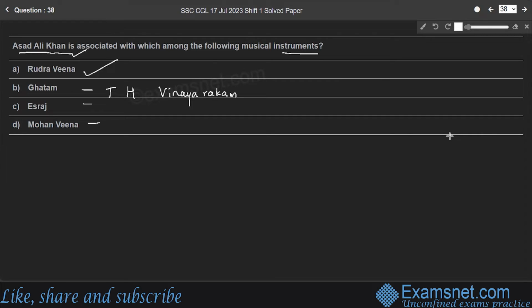Whereas Alauddin Khan is associated with Esraj. Whereas Pandit Vishwamohan Bhatt is associated with Mohan Veena, right? So for the given question, Asad Ali Khan is associated with Rudra Veena, right? Option A is the right answer.